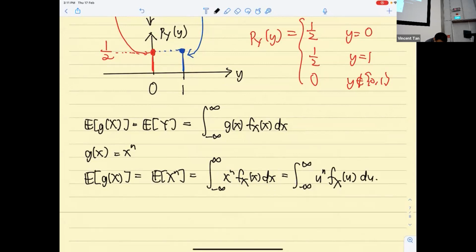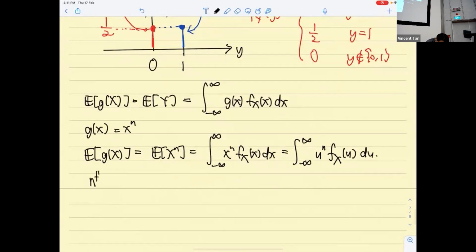So this function here has a special name. This is called the nth moment of the random variable x, of the continuous random variable x. It's called moment. Okay, for some reason it's called moment. I also don't know why.